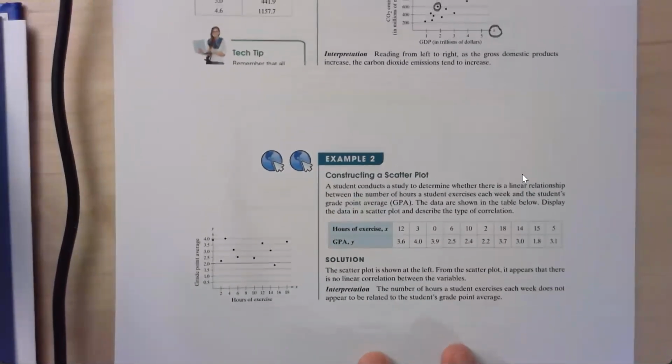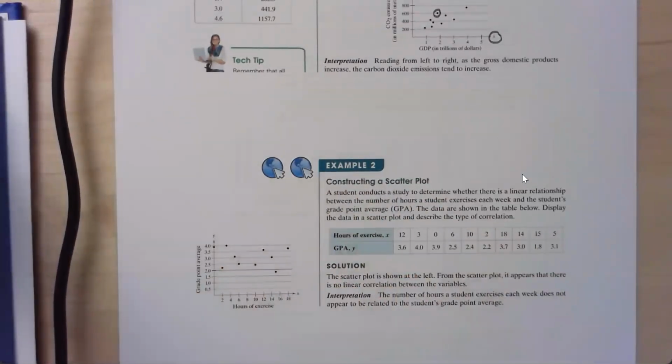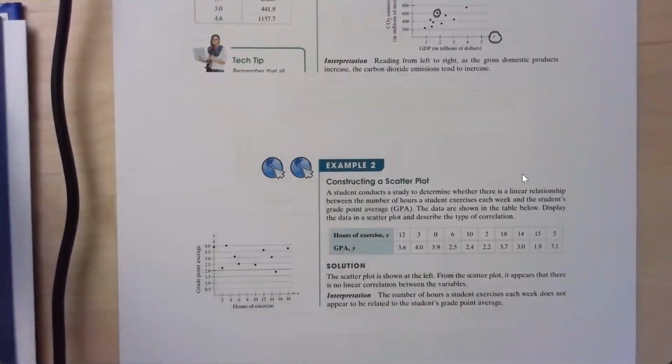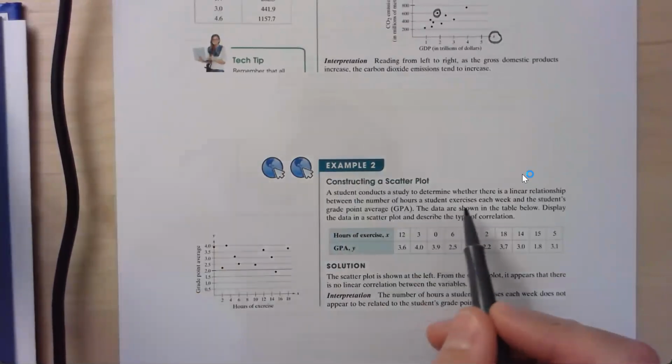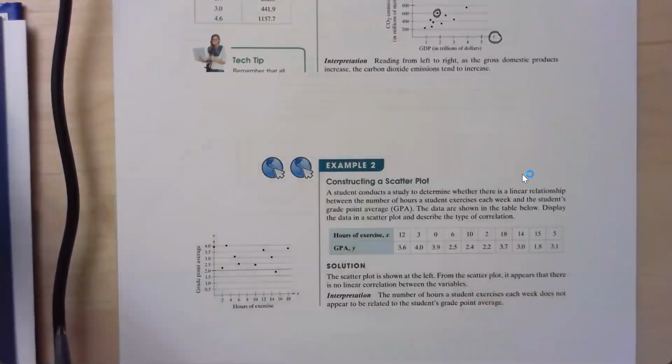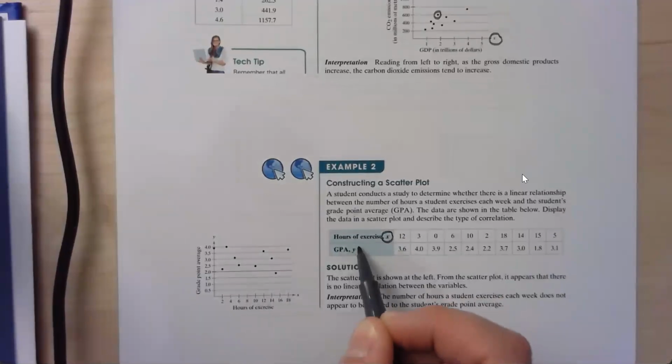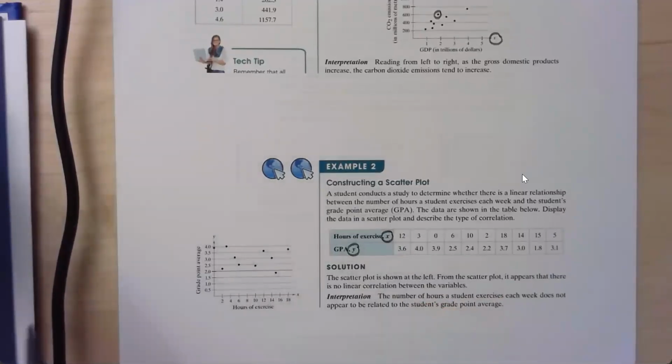Here's another example, and again, I did provide the solutions, because obviously drawing scatter plots takes a long time if you're doing it by hand. So here, a student conducts a study to determine whether there is a linear relationship between the number of hours a student exercises each week and the student's grade point average. The data are shown in the table below, and then we're going to display this in a scatter plot. So they're letting x be the independent variable and GPA be the dependent variable. So I guess they're looking at whether more exercise maybe increases GPA, or maybe it decreases GPA because you're spending less time studying. We don't know. So that's what they're looking at here.